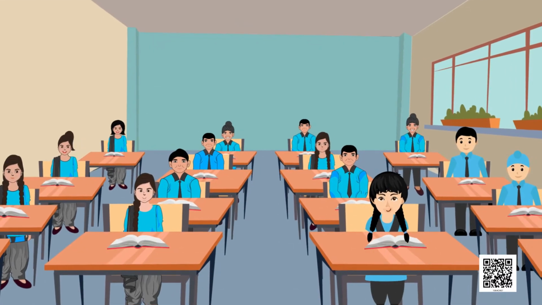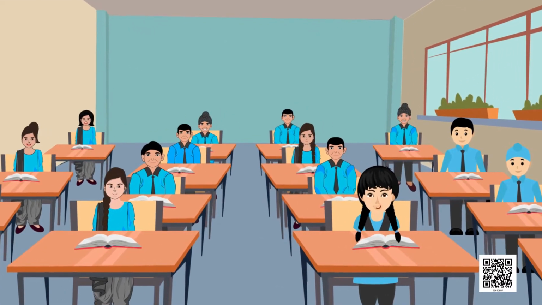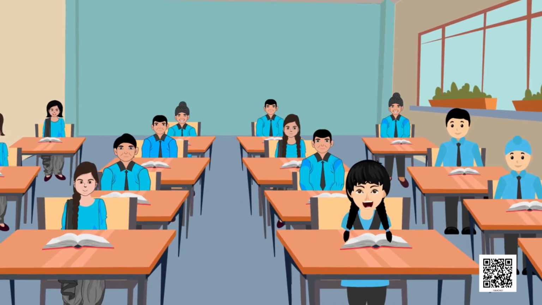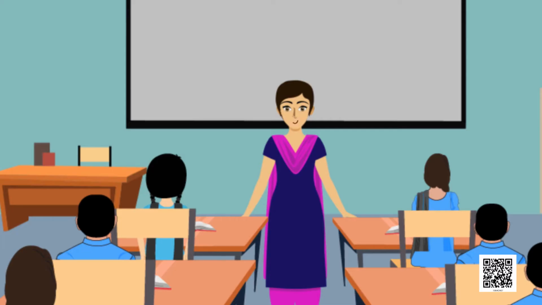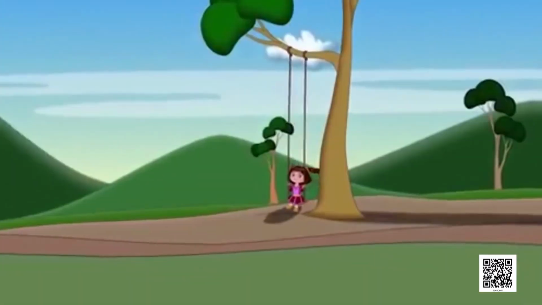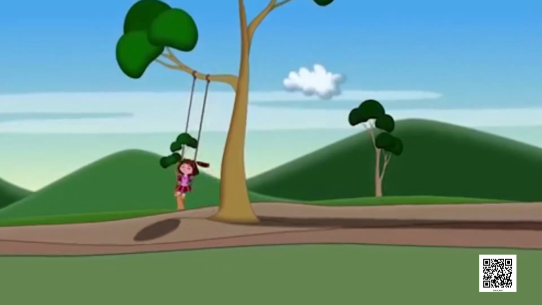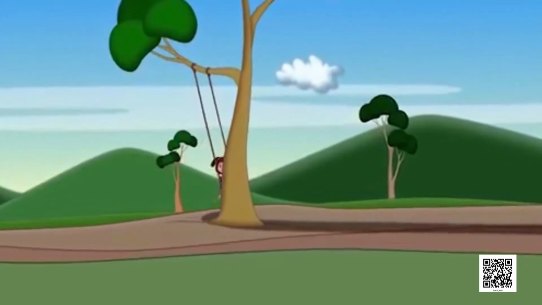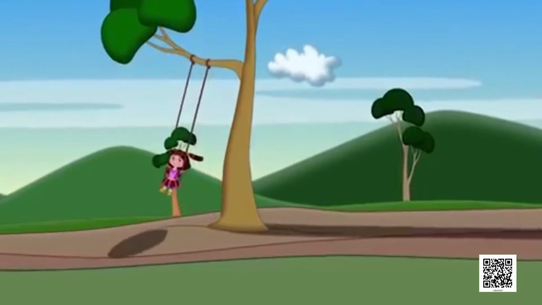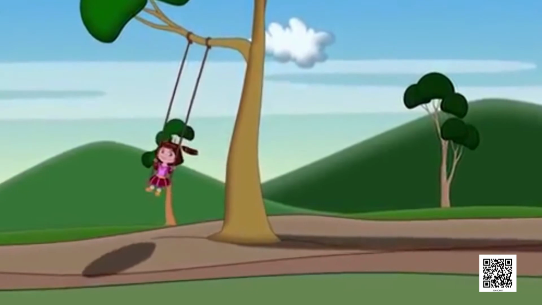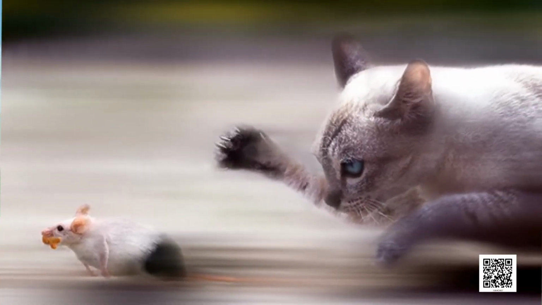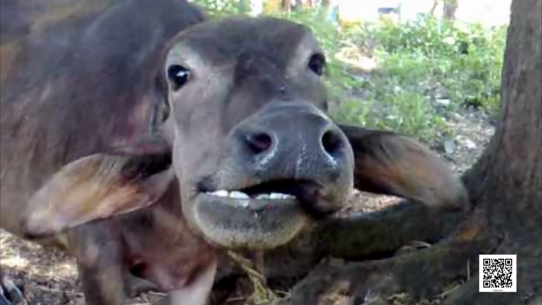Ma'am, when we play on a swing, does that movement also occur because of growth? No, beta. Swing shows movement, but this is not because of growth. This movement occurs because of changes around us. Some movements, as in many animals and some plants, are not connected with growth. A cat running, children playing on swings, buffaloes chewing cud. These are not movements caused by growth.